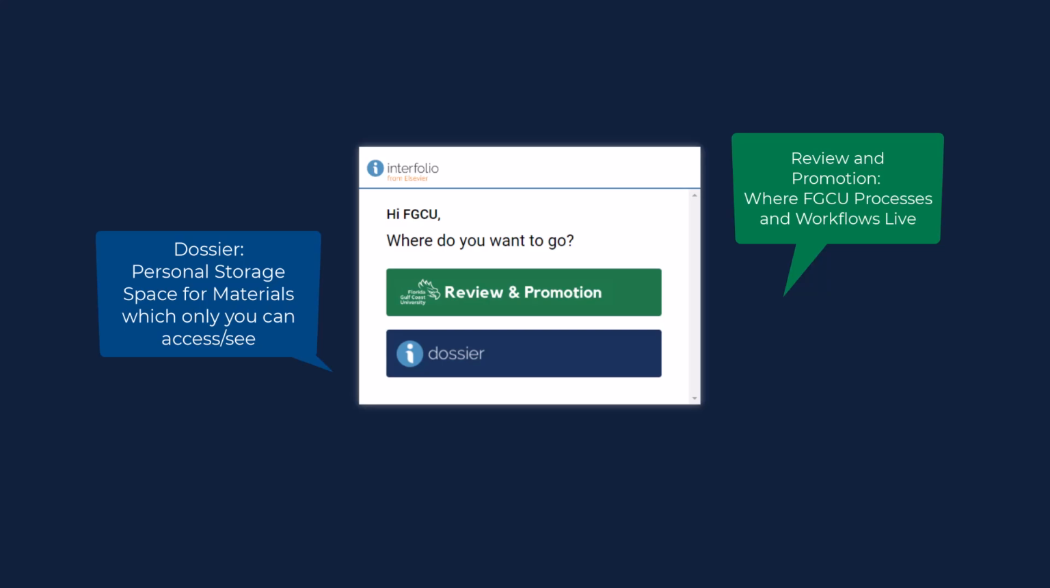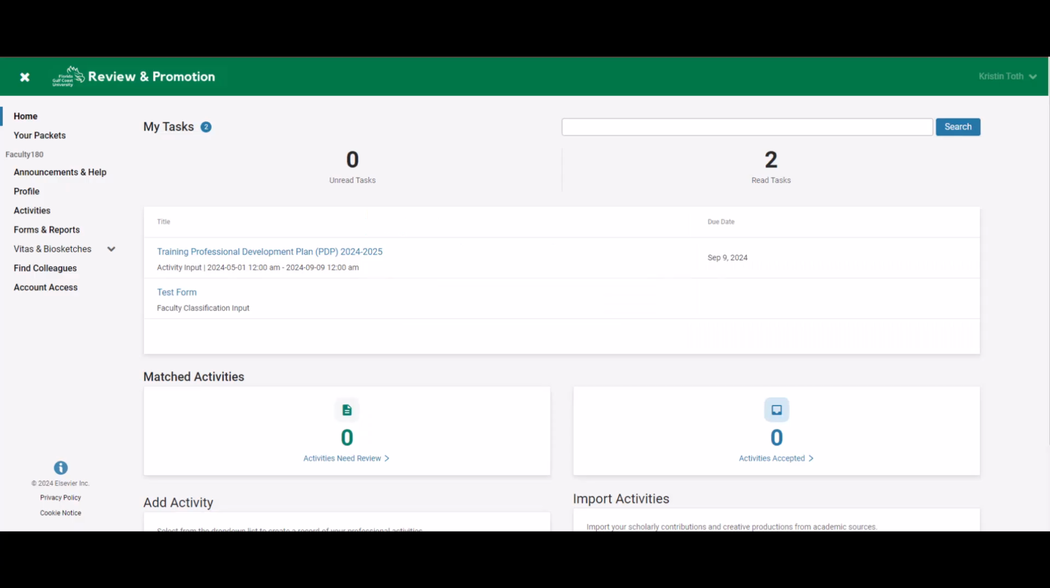Once you log in, it will ask if you want to go to either Review and Promotion or Dossier. Review and Promotion is where any FGCU processes and workflows live, and the Dossier is your personal storage space for materials. To find your PDP, we are going to go to Review and Promotion. Your PDP will show up on your home page as one of your tasks. Click on the PDP to start filling out the information.